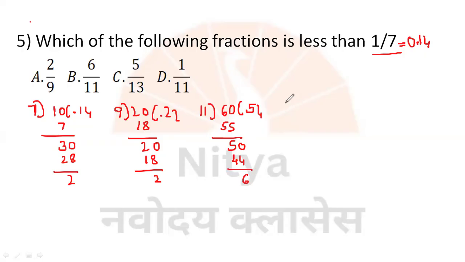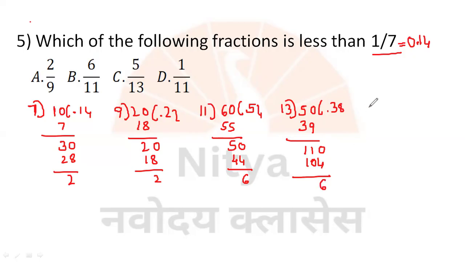Okay, next divide 5 by 13. So 5 is smaller than 13, so point and 0. 13 3s are 39. Remainder is 11. Again take a 0 and 13 8s are 104. 110 minus 104 is 6.